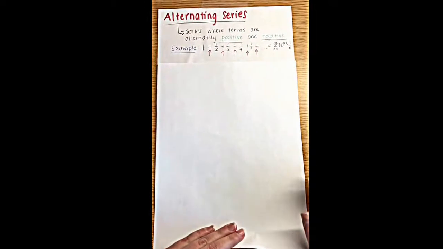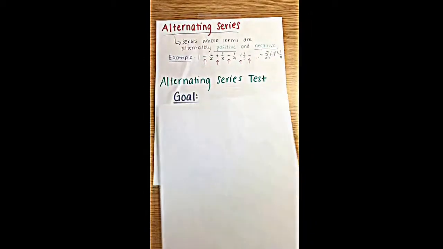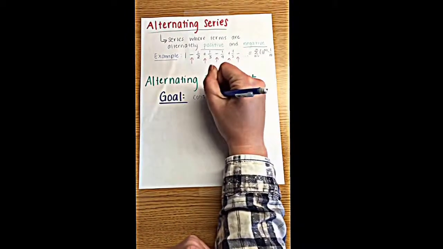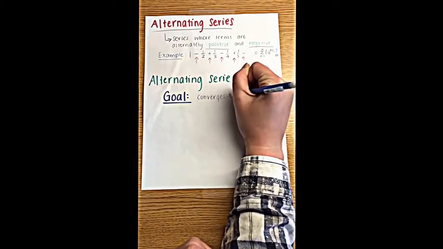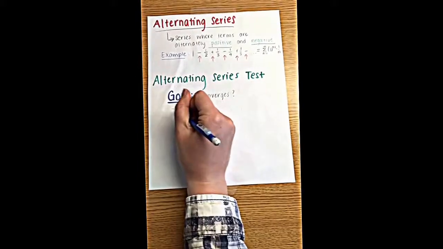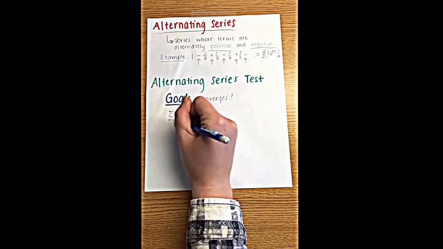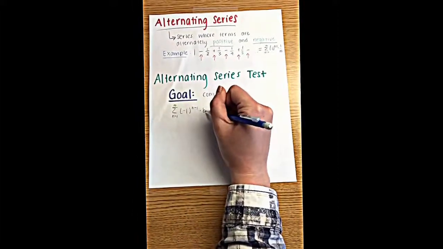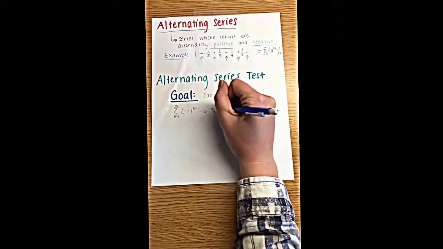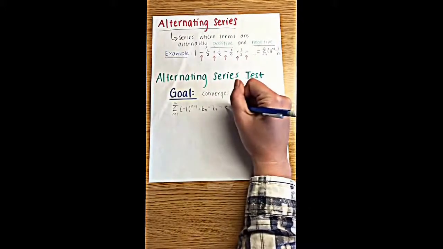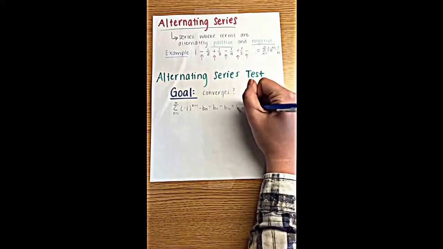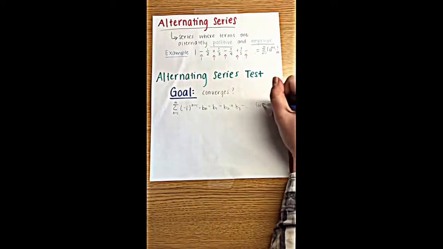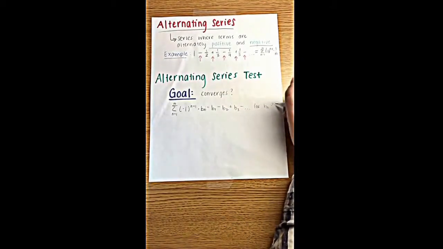With alternating series comes the alternating series test. The goal of the alternating series test is to determine if an alternating series converges. So you have an alternating series from 1 to infinity of (-1)^(n-1) times b sub n. This can be written out as b sub 1 minus b sub 2 plus b sub 3 minus, etc., for all b sub n greater than 0.